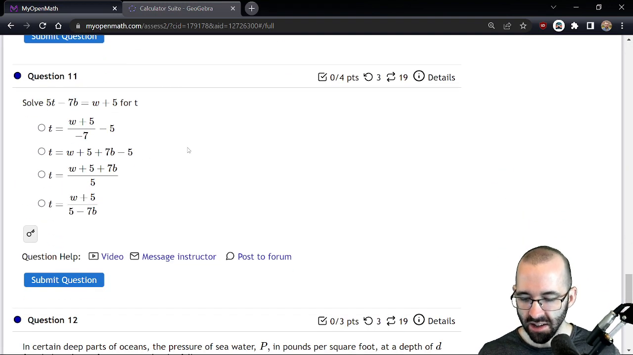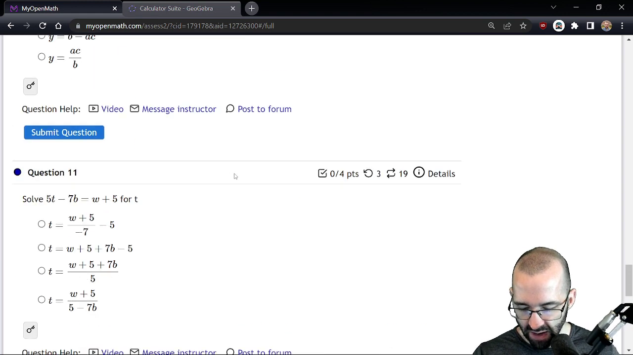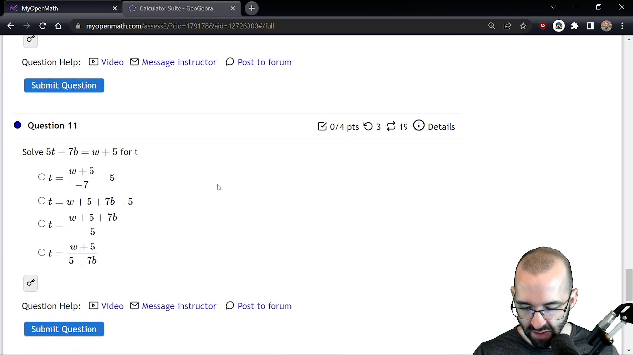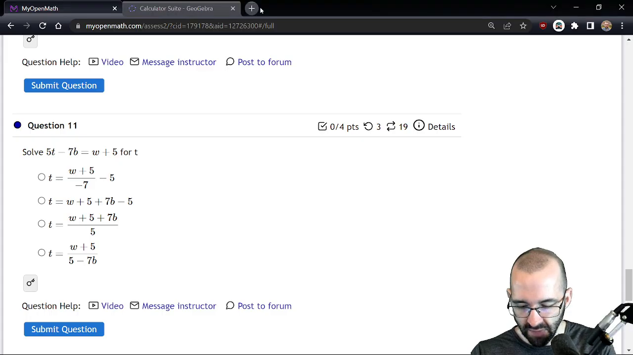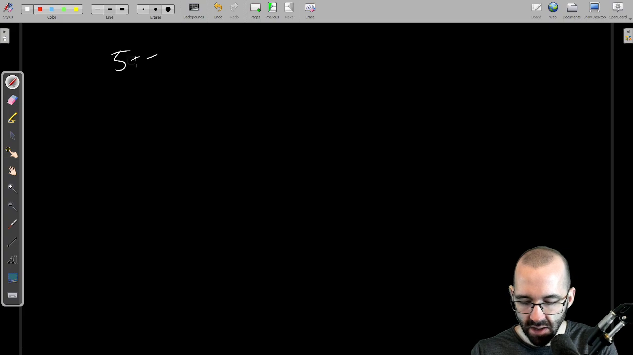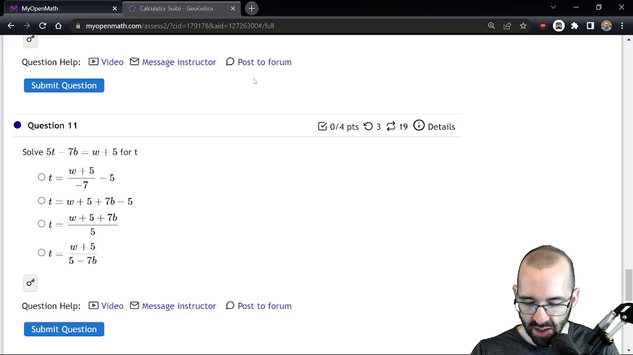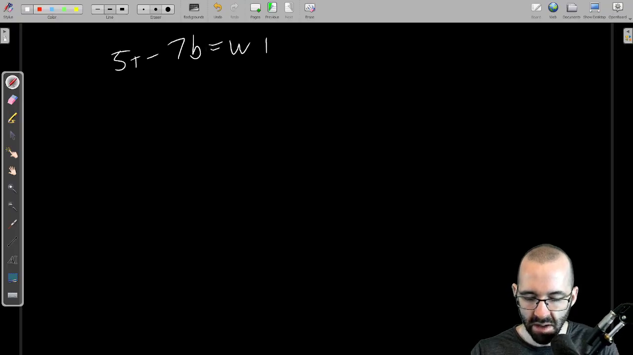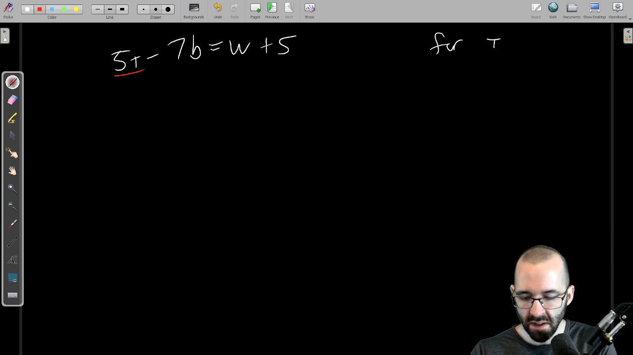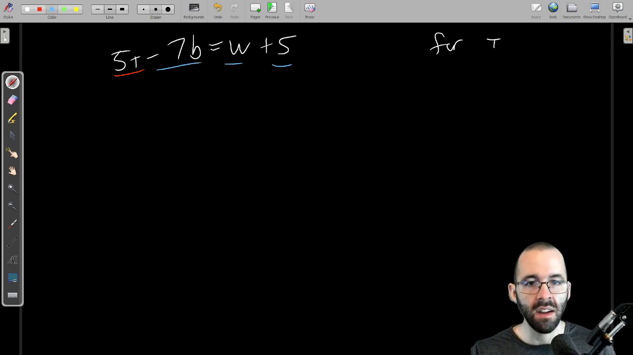All right. Question 11. Multiple choice. Do I want to do 11 or do I want to do something messier? Let's do 11. Solve it for t. 5t minus 7b equals w plus 5. Solve for t. We need the t by itself. Everything with a t needs to be on one side. Everything else that does not have a t needs to be on that other side.